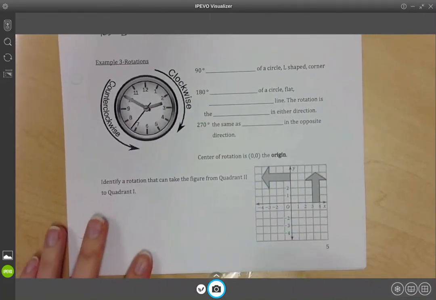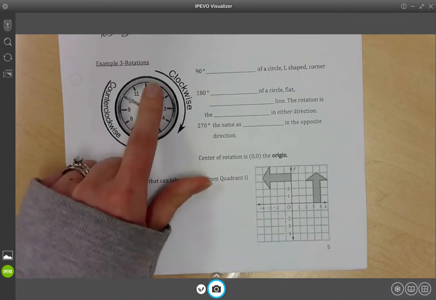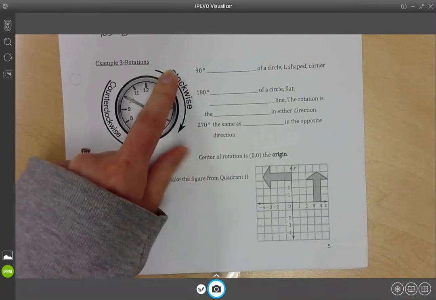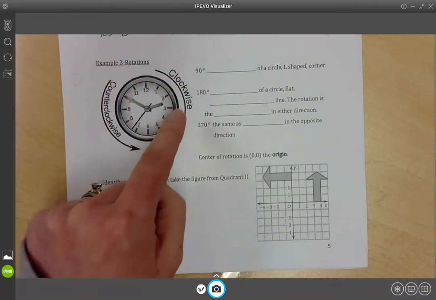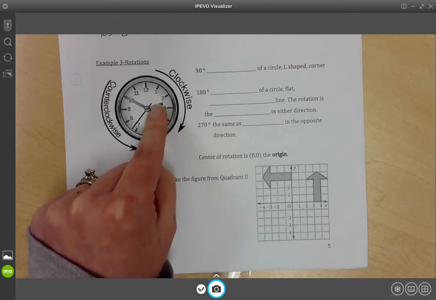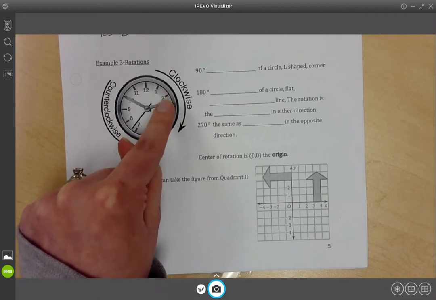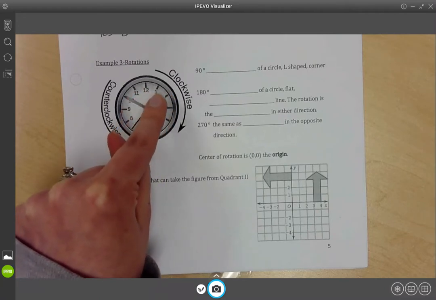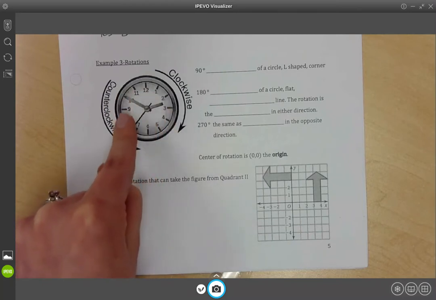Unit 1, transformations on the coordinate plane. We're going to talk about rotations now. Remember, when we're talking about rotations, we're talking about clockwise and counterclockwise. And anytime you get directionally challenged like I do, always think about a clock face, and clockwise means the direction that the clock generally ticks in, and counterclockwise would be that opposite direction.